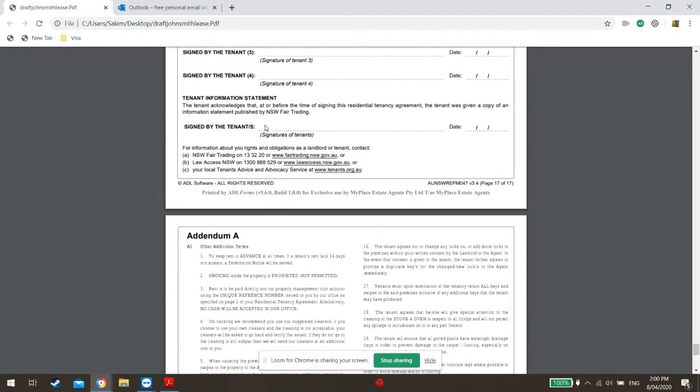The second signature will be here, where the tenant information statement is. We'll provide this to you before the lease starts, and this statement outlines your rights as a tenant from New South Wales Fair Trading.